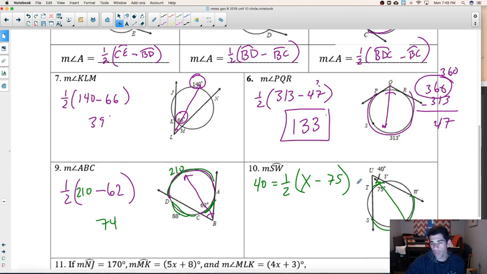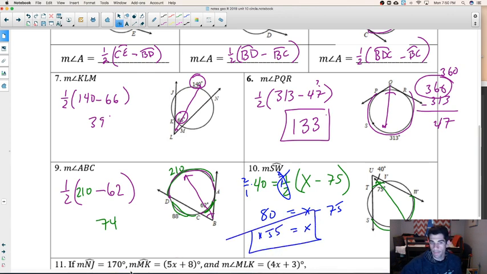So just make sure you keep in mind, remember to try to do the larger arc minus the smaller arc. Let's see, here's that 1/2 again, doing some basic algebra. Flip it, reciprocal, 2/1 cancels them out. So 80 equals x minus 75. Move that 75 to the other side, and we're going to end up with 155. All right.